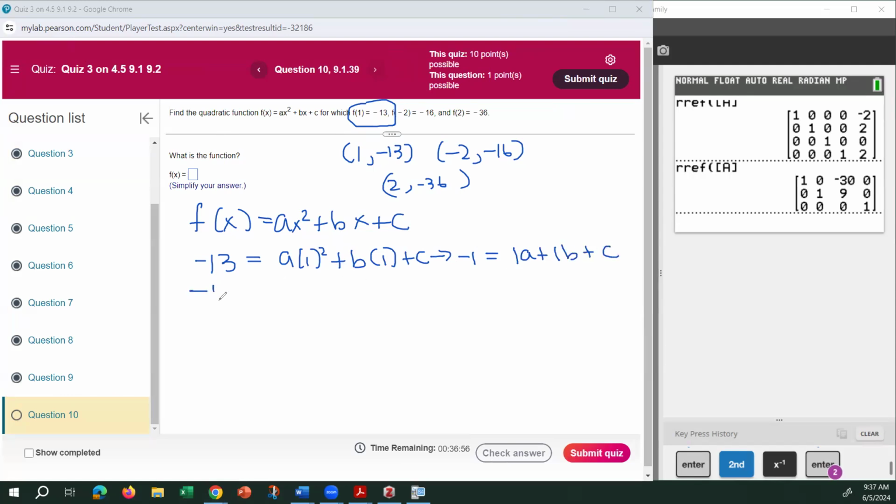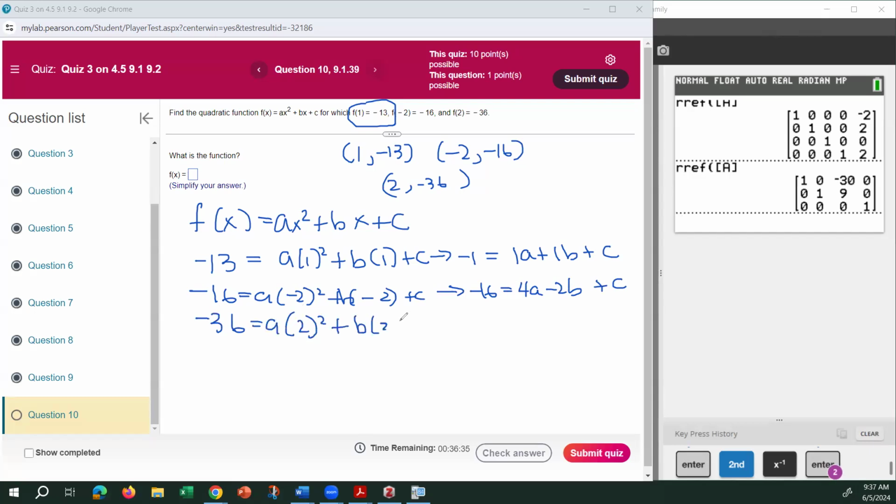The second one is -16 equals a(-2) squared plus b(-2) plus c. So that is -16 equals 4a minus 2b plus c. And we have the final one, -36 is a times 2 squared plus b times 2 plus c, which simplifies to -36 equals 4a plus 2b plus c. So here are my 3 equations.